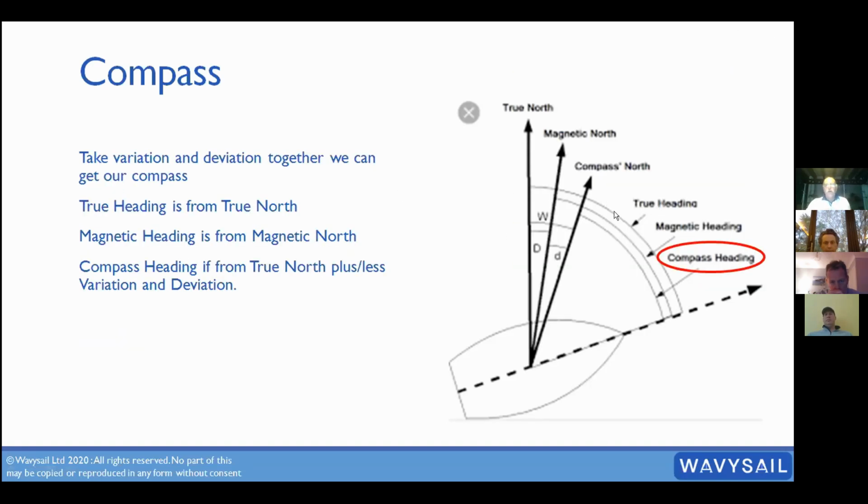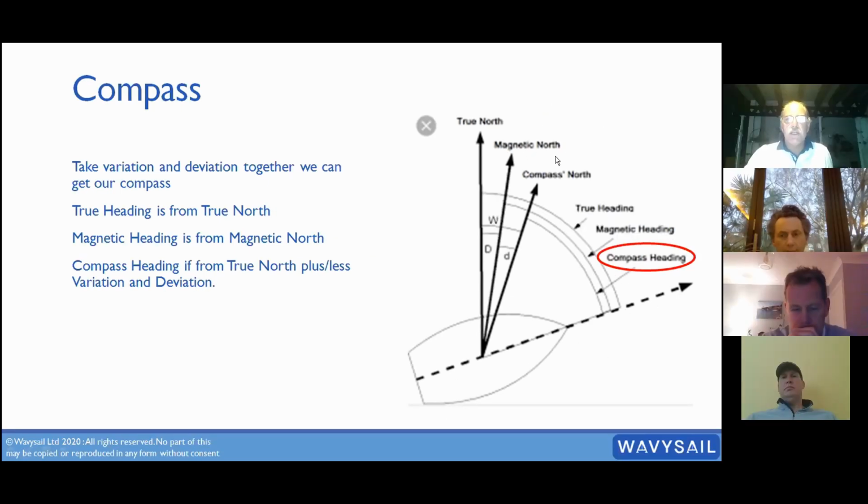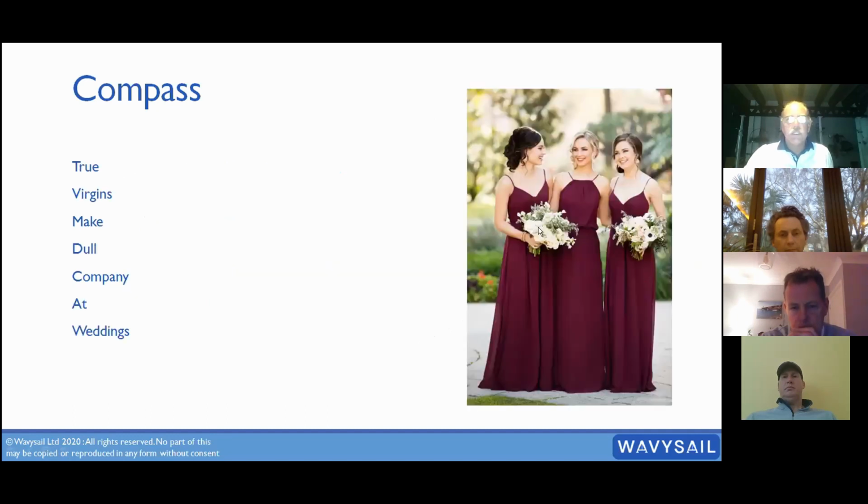Whereas with a magnetic compass, just a handheld compass, you can't make a deviation card, because you're going to move around the boat with it. And then you move it to another boat, and it'll be a different deviation. So you don't make deviation cards for handheld compasses, only for fixed compasses. So if you want to remember a nice acronym: true virgins make dull company at weddings.